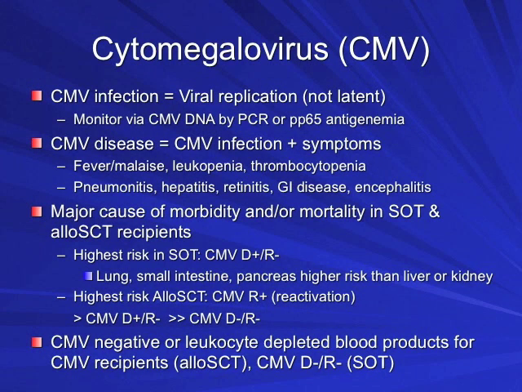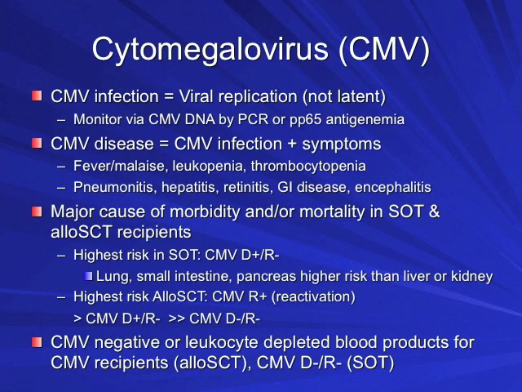Okay, CMV or cytomegalovirus, one of our main enemies in allogeneic stem cell transplant. Want to divide this up between what a CMV infection is, which means you have viral replication. It's not latent, and we can monitor this via CMV DNA by PCR or by pp65 antigenemia. But then once you have actual CMV infection in combination with symptoms, now you have CMV disease, and this can be about the general viral symptom with fever, malaise, leukopenia, thrombocytopenia, or this can be a pneumonitis, hepatitis, retinitis, GI disease, or encephalitis.